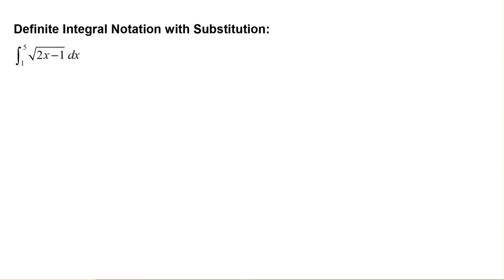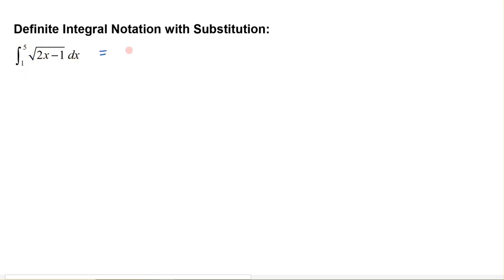Hello everyone. In this video, I'm going to discuss how we evaluate definite integrals when we use the substitution method. We are given this example: find the integral from 1 to 5 of the square root of 2x minus 1 dx.